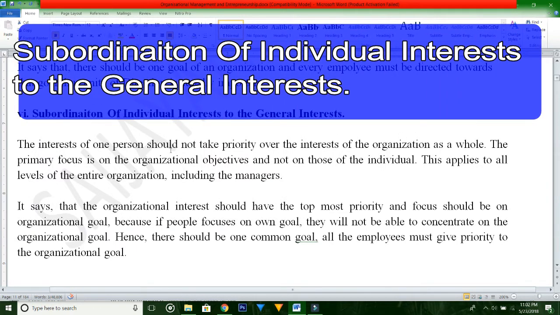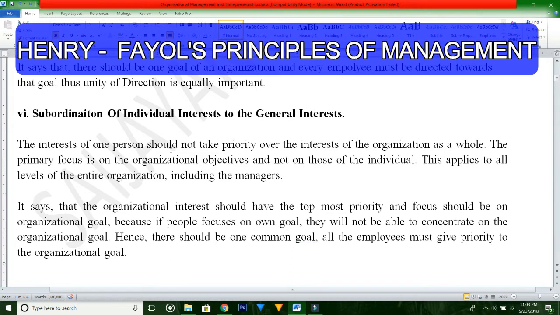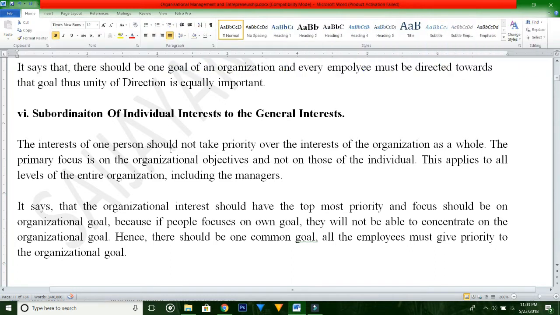Subordination of individual interests to the general interest. The interests of one person should not take priority over the interests of the organization as a whole. The primary focus is on the organization's objectives and not on those of the individuals. This applies to all levels of the entire organization, including the managers. It says that the organizational interest should have the topmost priority and the focus should be on the organization's goal, because if people focus on their own goals, they will not be able to concentrate on the organization's goal. Hence, there should be one common goal. All the employees must give priority to the organization's goal.